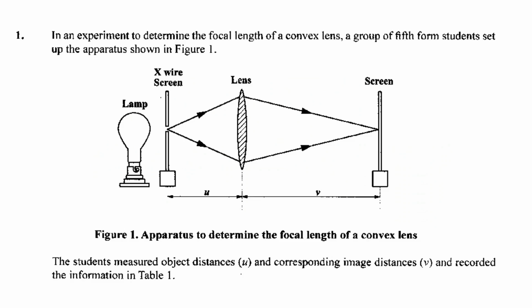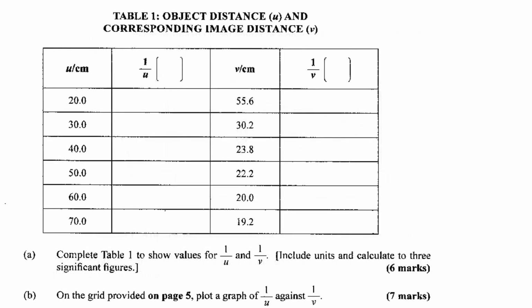In an experiment to determine the focal length of a convex lens, a group of 5th form students set up the apparatus shown in figure 1. The students measured object distances u and corresponding image distances v and recorded information in table 1. So, first thing you're asked to do is to complete table 1 to show values for 1 over u and 1 over v, and you're also to include units and calculate to 3 significant figures.